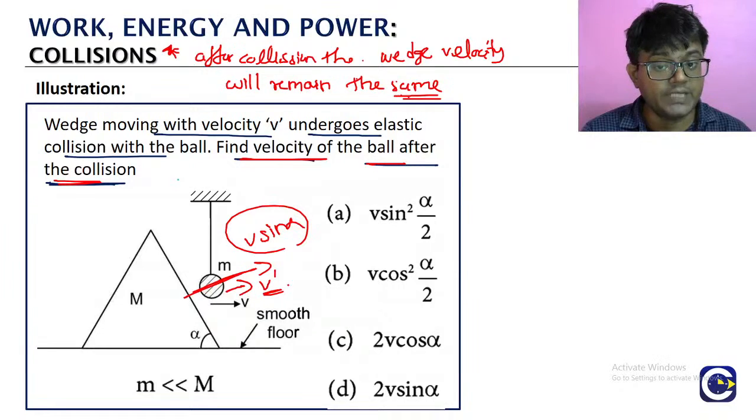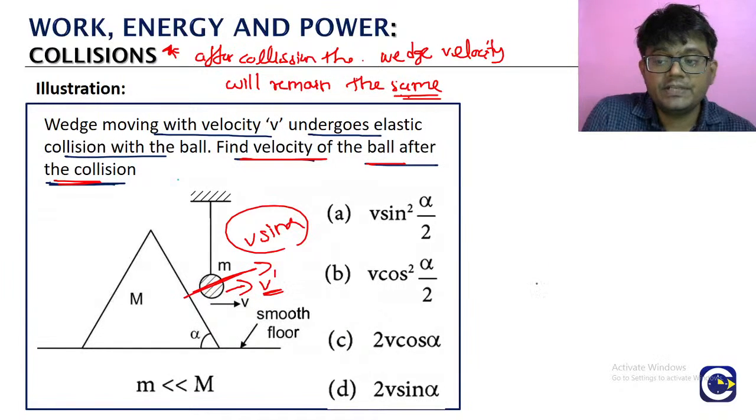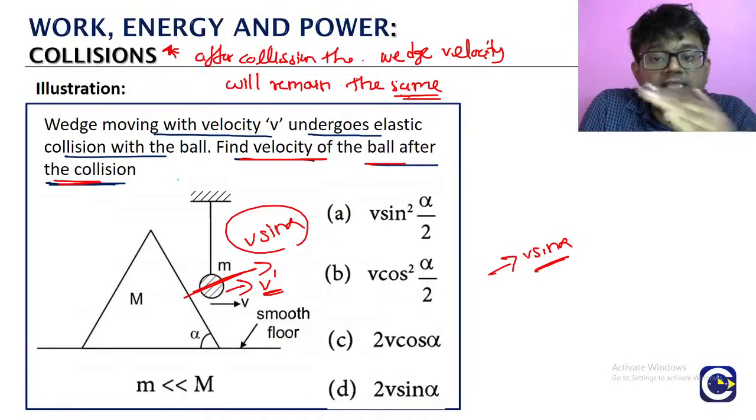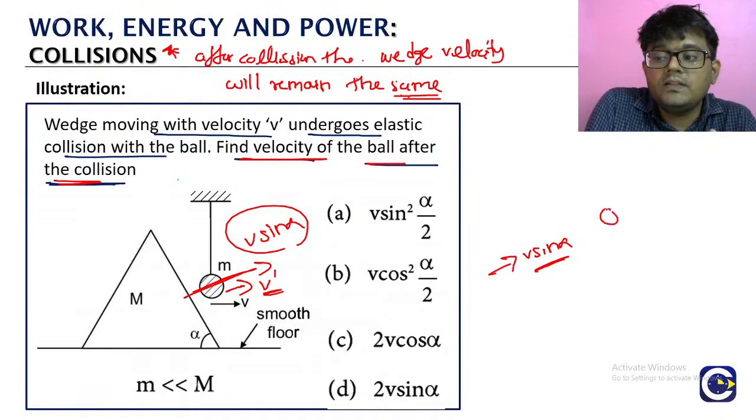First thing that will strike our mind is what? Coefficient of restitution, right? Look at this. The wedge initial, this is before the collision. Initially, wedge is having a velocity v sin alpha in the direction. The ball is at rest.